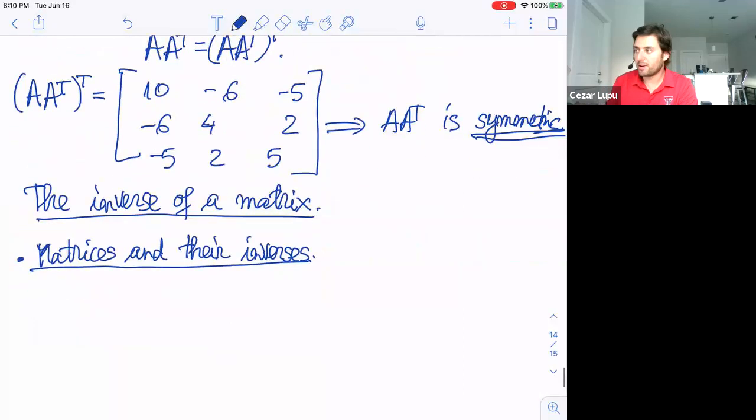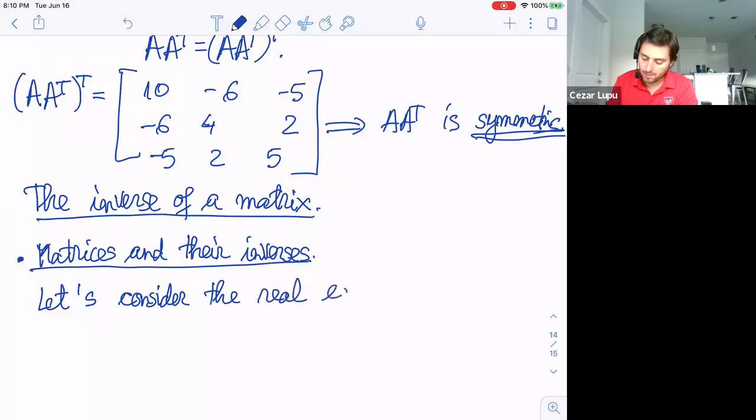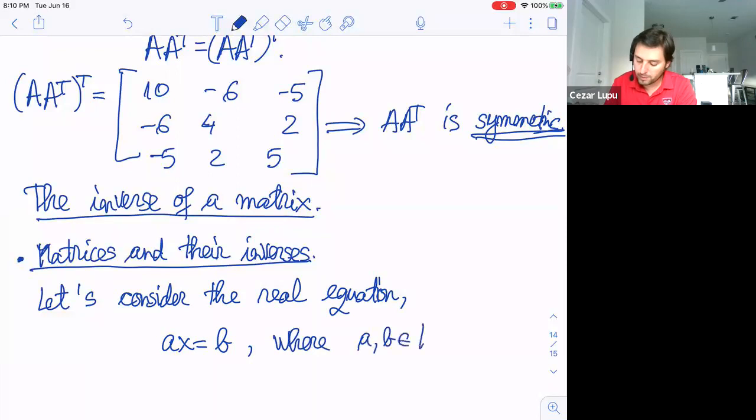Before I go and talk about it, let me draw your attention. Let's consider the following, the real equation. Since you have learned this in middle school probably, AX equals B. Do you remember this? Where A and B are real numbers. Let's see. Do you remember how to solve this?